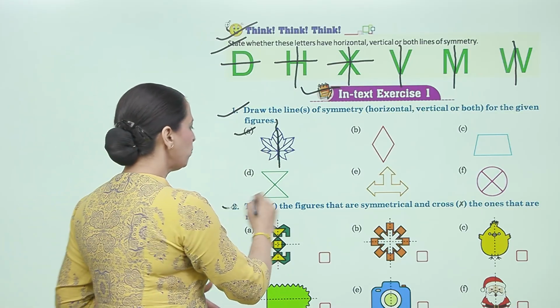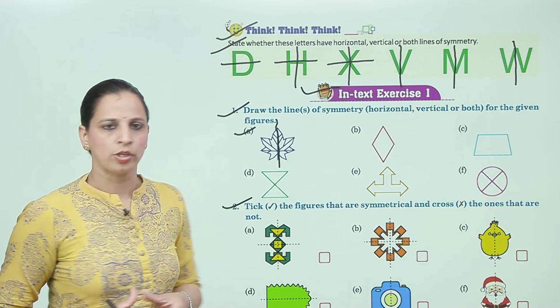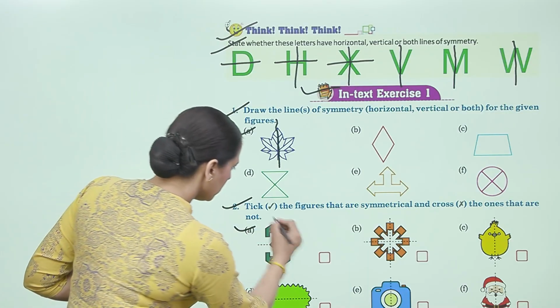Now next, question number 2. Tick the figures that are symmetrical and cross the ones that are not. Now first, yes, this is symmetrical.